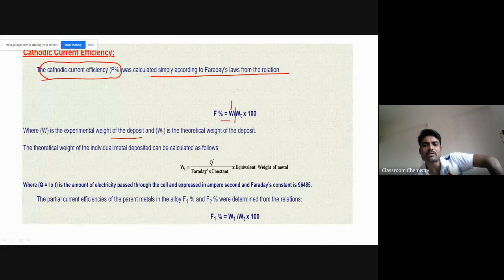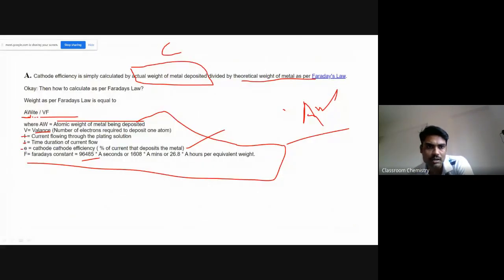But how do we find WT? There is again a formula. WT is the theoretical weight of the individual metal, calculated as WT equal to Q, where Q is equal to I into T, divided by the equivalent weight of metal, divided by the Faraday quantity. Here, instead of equivalent weight, valency is taken, so this formula is very easy to use. Here you take atomic weight into current into time into E, meaning the percentage of metal deposited, divided by V, the valence, where the equivalent weight is used, and F is the Faraday.